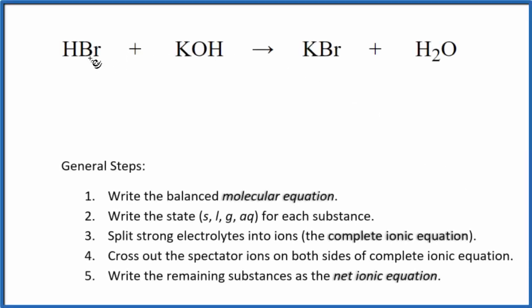In this video, we'll write the balanced net ionic equation for HBr plus KOH. This is a neutralization reaction. We have an acid and a base. We get a salt and water. And when we write the net ionic equation, the first thing we need to do is balance this molecular equation.